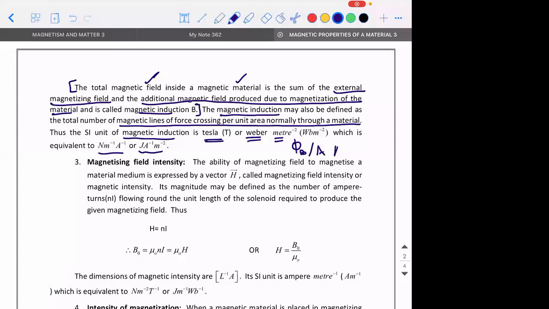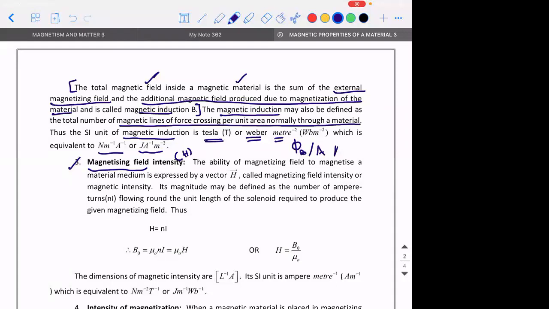Next, the third definition is magnetizing field intensity, which is represented by the symbol H. This term magnetizing field we have already learned. Now again, why are we learning something called magnetizing field intensity? What do you think is the difference? You can guess from the name itself. So the intensity of the magnetizing field. Yes. So intensity means the strength of it.